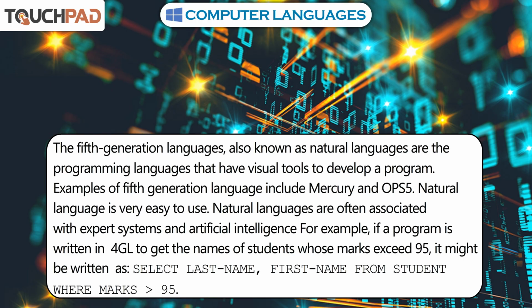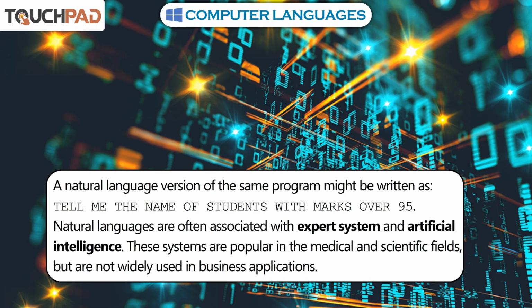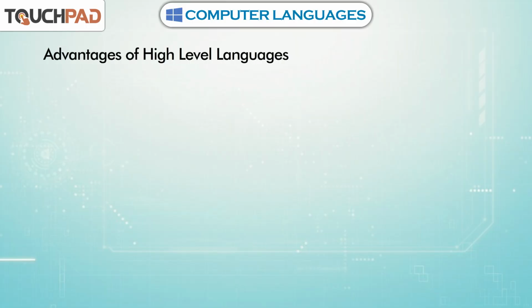For example, if a program is written in 4GL to get the names of students whose marks exceed 95, it might be written as: select last name, first name from student where marks is greater than 95. A natural language version of the same program might be written as: tell me the name of students with marks over 95. Natural languages are often associated with expert systems and artificial intelligence. These systems are popular in the medical and scientific fields, but are not widely used in business applications.